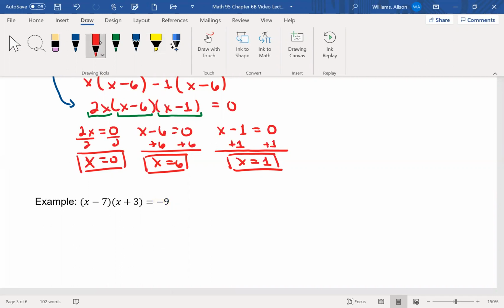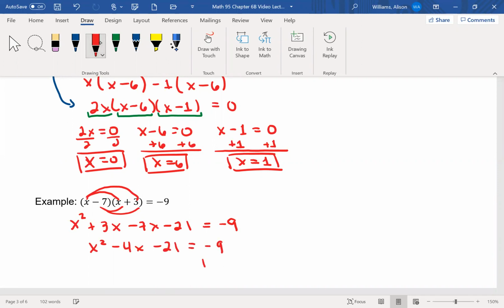The left side, we're going to have to FOIL, and then we're going to have to get it equal to 0. All right, so let's FOIL. I'm going to distribute the x in. So that's going to be x squared plus 3x. And then that's going to be negative 7x minus 21, all equal to negative 9. All right, so these 2 middle terms, the 3x and the minus 7x, combine to be 4x.